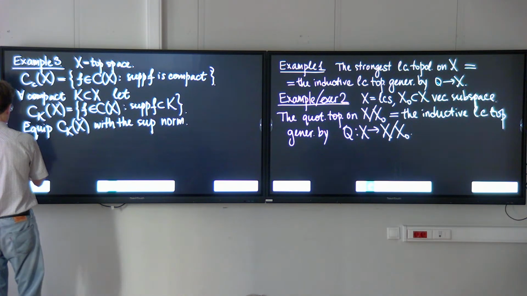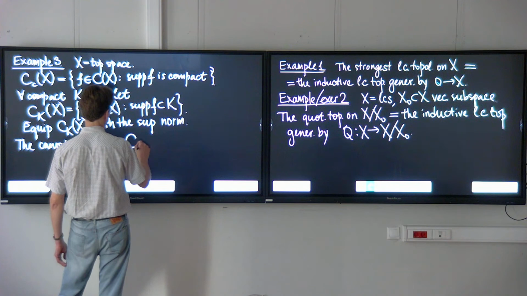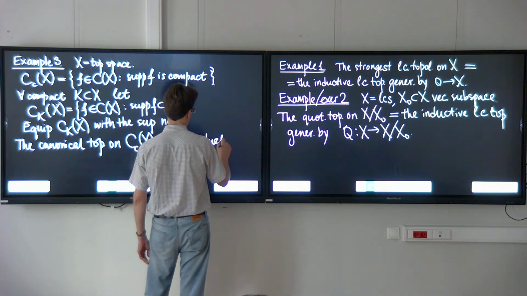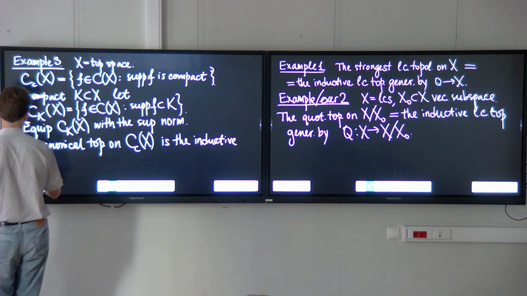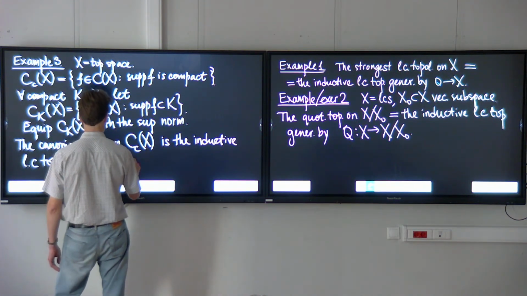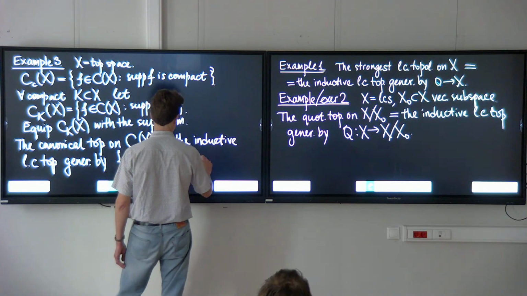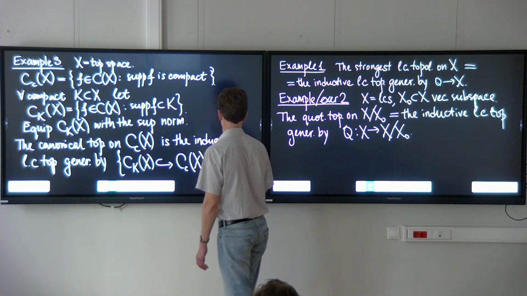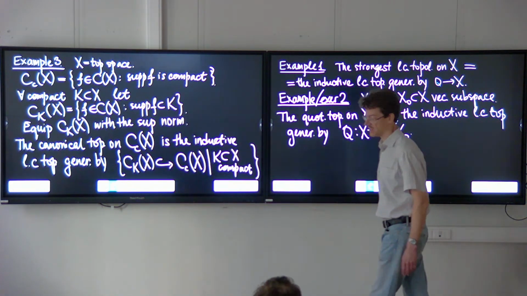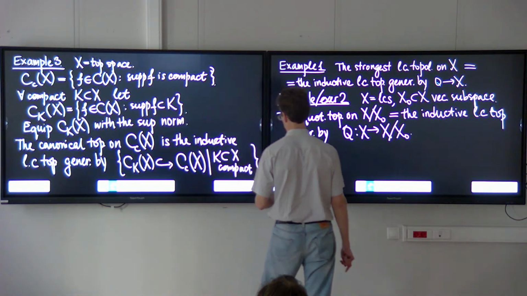By definition, the canonical topology on the space of continuous compactly supported functions on X is the inductive locally convex topology generated by the family of all inclusion maps C_K(X) into our big space C(X) over all compact subsets K of X. So every C_K(X) is a normed space. We consider all such inclusion maps, and this family of inclusion maps generates a topology on C_c(X).